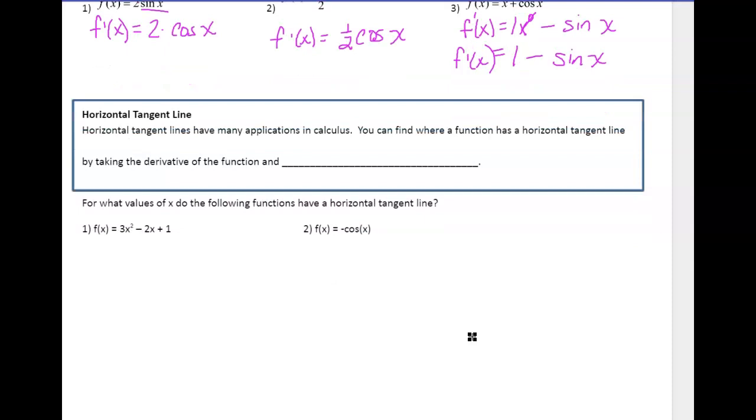All right, so horizontal tangent lines. Horizontal tangent lines we will do a lot of applications because if you think of a tangent line, remember tangent was AKA for slope, derivative. And so when we have a horizontal slope, that has a lot of applications, and you might not realize what they are yet. But you can find where a function has a horizontal tangent line by taking the derivative of the function and setting the derivative equal to 0. And typically you want to solve this, okay? You won't know why we're doing this, but we'll get to the uses later.